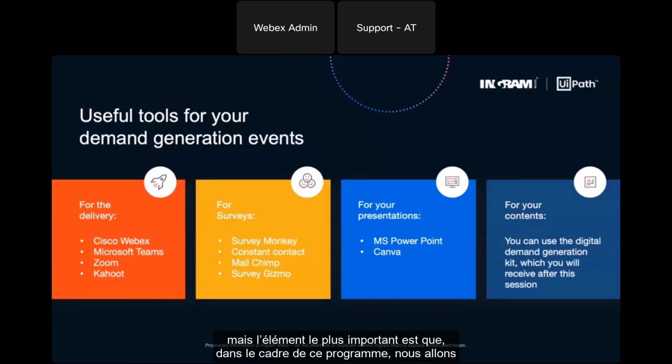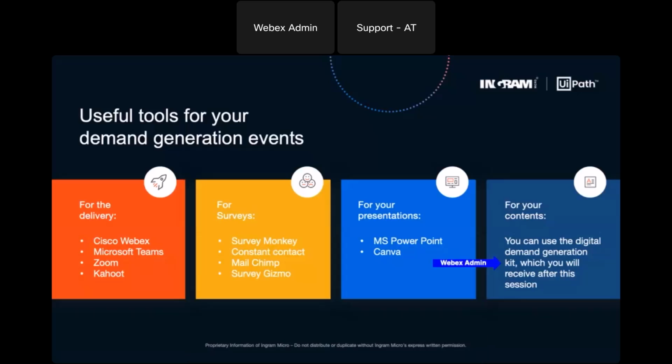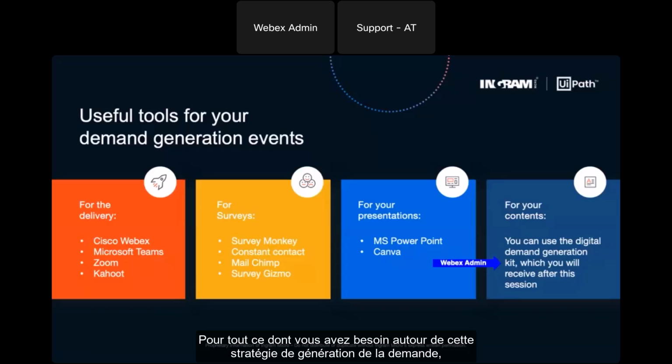But the more important element here is that as part of this program, we are going to share with you a demand generation kit. Okay, so for the contents for your email marketing strategy, for example, you are going to receive some templates, and you're going to receive additional information that you can share with your customers, or you can even use for this demand generation strategy, or for your webinars. Everything that you need around that demand generation strategy, we are going to be sharing with you in different elements on this demand generation kit, right?